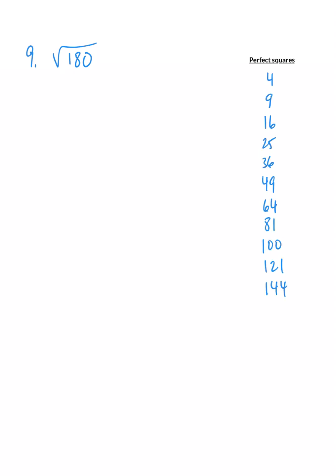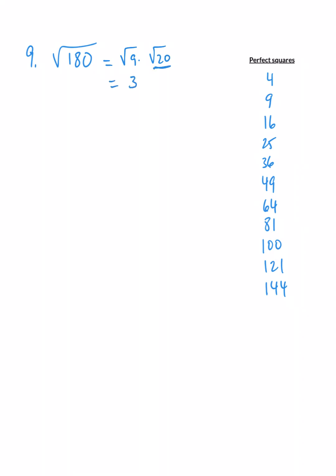Let's look at a bigger number. So let's do the square root of 180. Now again, it helps to have our list of perfect squares. I'm going to show you 2 ways to simplify the square root of 180. You may think, well, this is equal to 9 times 20, because 9 times 2 is 18. So you would do the square root of 9 times the square root of 20. And the square root of 9 is 3.